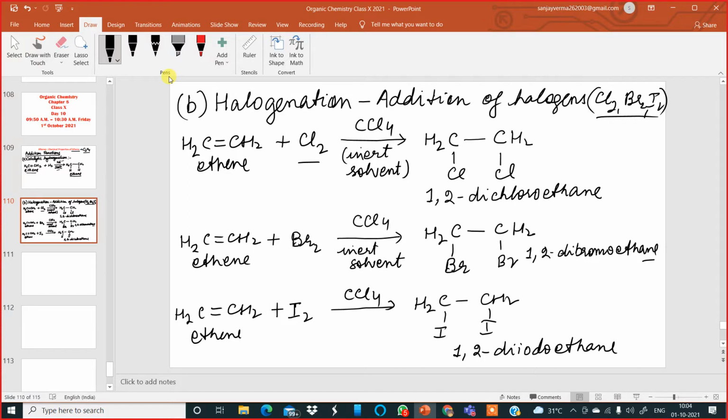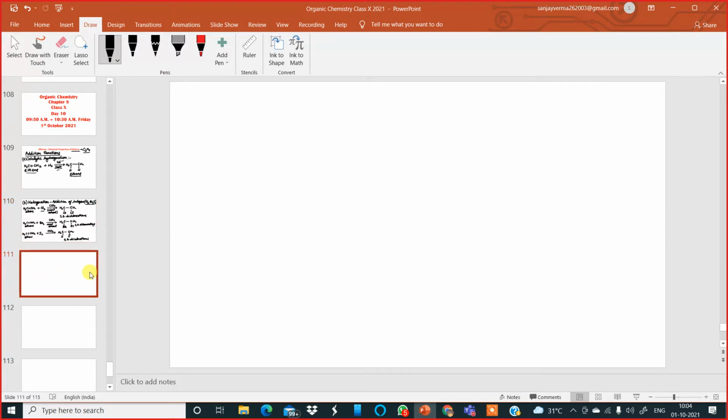Okay, then the next type of addition reaction is the reaction of ethene with halogen acids. That is number C. So I'm going to write it down: reaction of ethene with halogen acids.